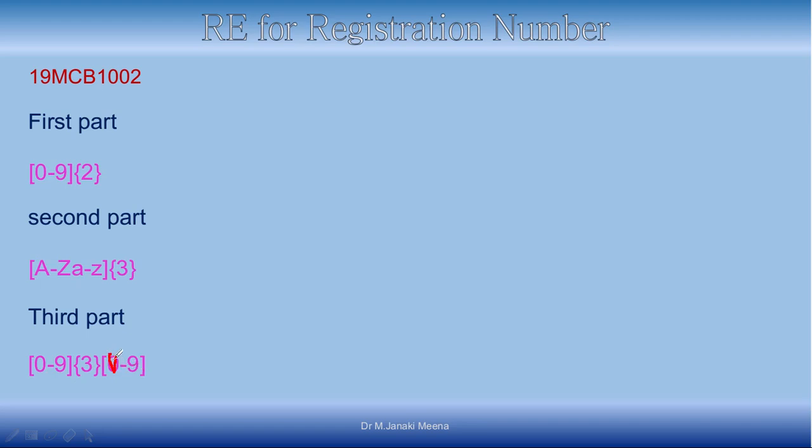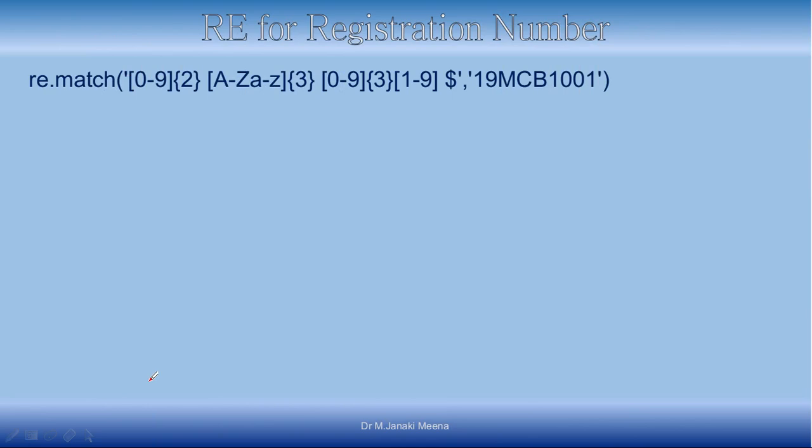I cannot have a registration number 0000. I cannot have 4 zeros in the third part. So I am going to say the first 3 can be from 0 to 9, but the last one should be from 1 to 9. That is how it works. So you see, this will be the regular expression. The first 2 can be from 0 to 9, and the next 3 should be alphabets. If you want, you can change that. And when you look at the last 4 things, the first 3 can be from 0 to 9, and the last one should be from 1 to 9.